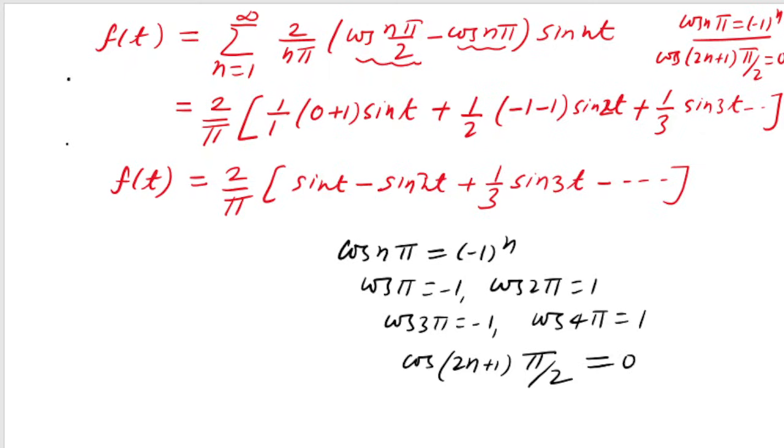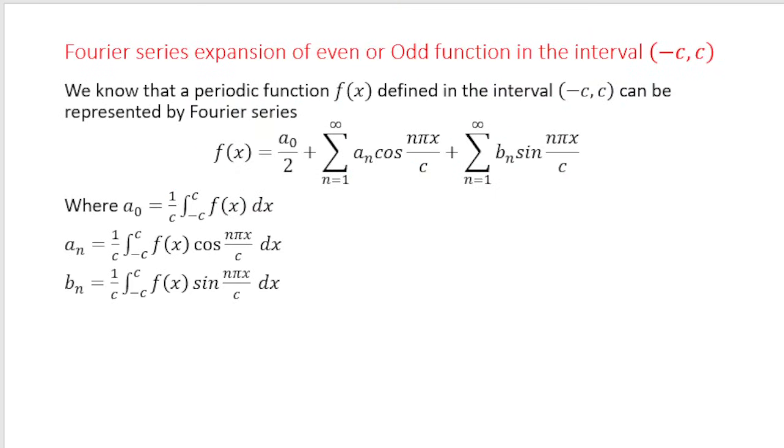So this is always equal to 0, meaning cos pi by 2, cos 3 pi by 2, cos 5 pi by 2, and so on. Okay. So these two problems we discussed. So let us move to the next idea.